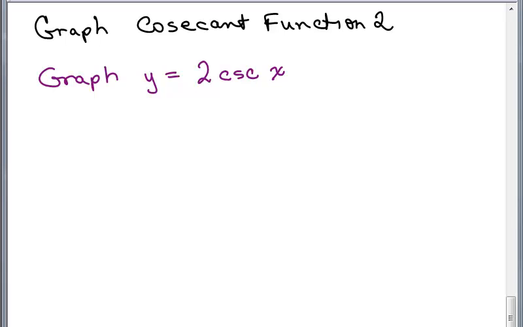This is part 2 of graphing the cosecant function, and we're going to graph y equals 2 cosecant of x. And to do that, we're going to look back at the one we did in the first video, which was y equals cosecant of x.